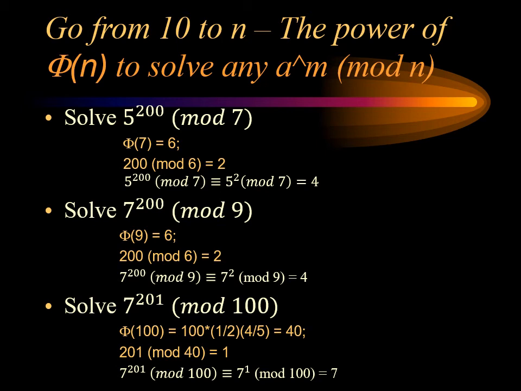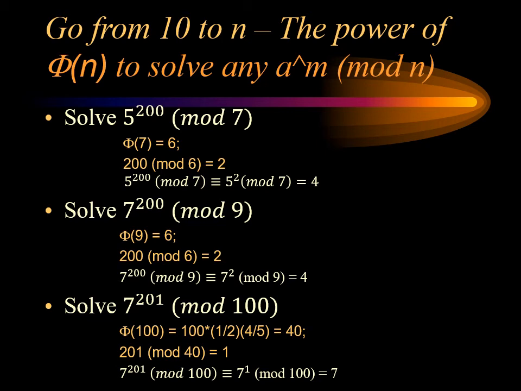And the calculation now becomes so simple. All you need to find is 5 to the second power, which is 25, and 25 mod 7 is 4, right? So you get the remainder of 5 to the 200th power mod 7 equal to 4.